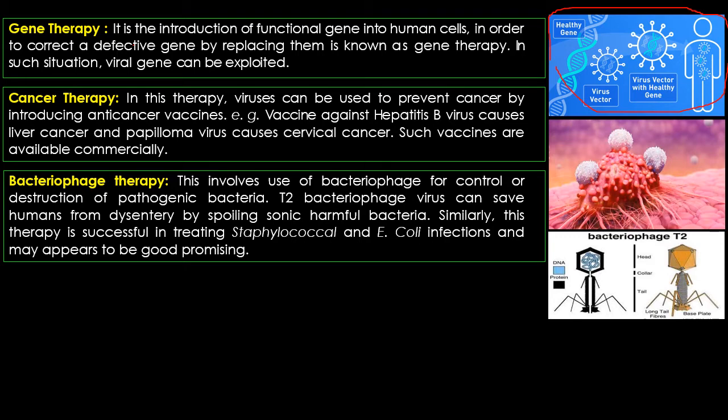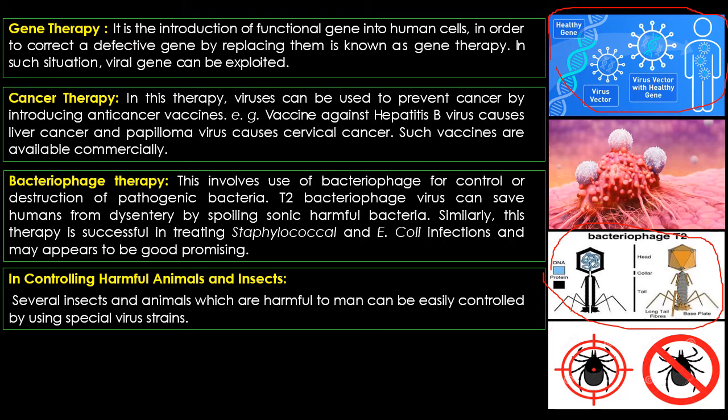Then the fourth important useful activity of the viruses is bacteriophage therapy. Bacteriophage we have seen already. The viruses which eat the bacteria are called bacteriophages, and these are used in therapy. This involves the use of bacteriophage for the control or destruction of pathogenic bacteria. The T2 bacteriophage, whose structure we see here, can save humans from dysentery by destroying harmful bacteria. Similarly, this therapy is successful in treating staphylococcal and Escherichia coli infections and appears to be promising.